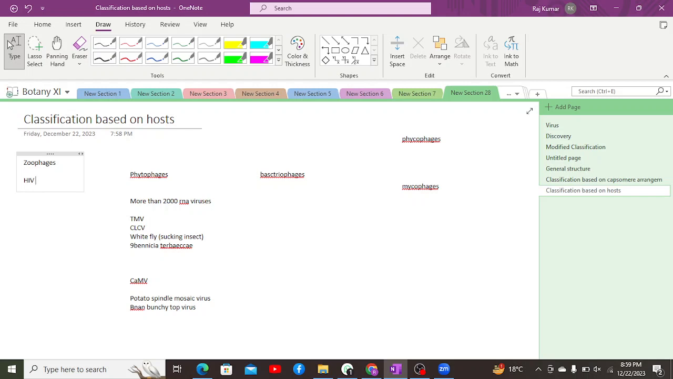One more thing that viruses are specific in nature, which means a particular virus infects a particular host. For example, if there's tobacco mosaic virus, tobacco mosaic virus is only into tobacco plant and the plant which are belonging to the family of tobacco plants. For example, tobacco plants are belonging to the family Solanaceae.